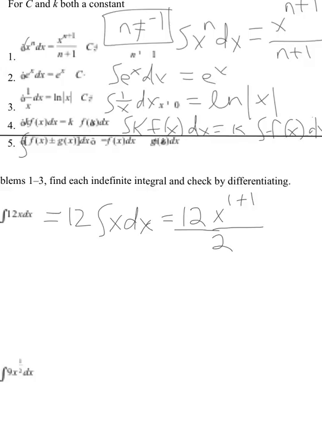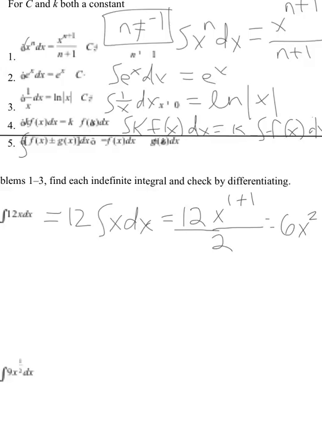Does that make sense? We kept the 12, because it's a constant multiple or a scalar. And then we added 1 to the exponent we started with. 1 plus 1 is 2. And then we divided by the new exponent. Now, if I clean this up, I can reduce down 12 divided by 2. What is that? 6 times x to the, what's my new exponent? Second power, x squared.